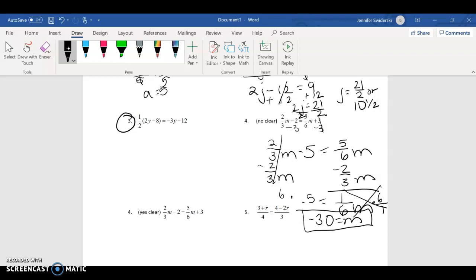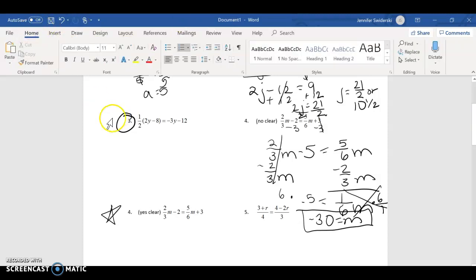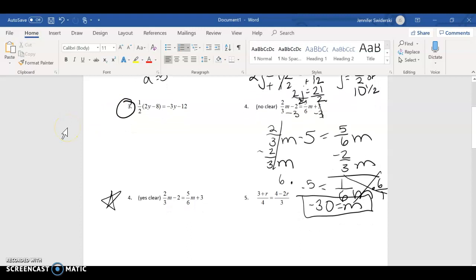Okay. So number 4, this is huge. I'm going to introduce you to something called clearing fractions. Now, when we look at this problem, we're going to see that it's not that pretty because we have some pretty ugly fractions in there. The first thing you want to do when you're clearing fractions is ask yourself, what is a common denominator I can use to clear these? Looking at this, I see a 3 and a 6. Well, a common denominator between those is going to be 6.